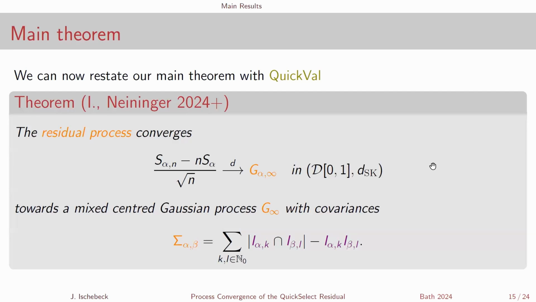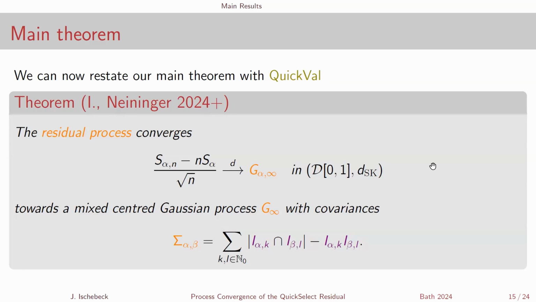That is the following. Now we define our residual process not with quick quant, but rather with quick val. And as you see, this scaling factor then vanishes of the empirical distribution function, and we directly get convergence against the limit. And now we can also say what the covariances are. They are just what we calculated on the last slide, the length of the intersection minus the product of the lengths.